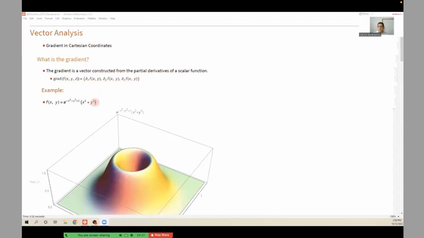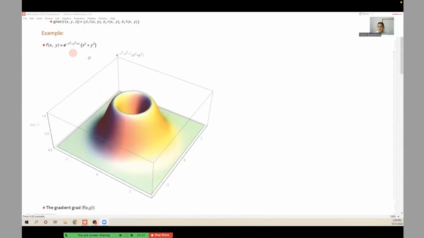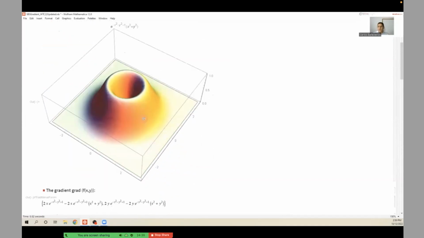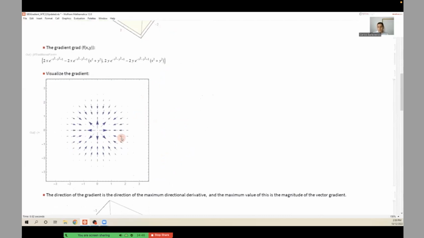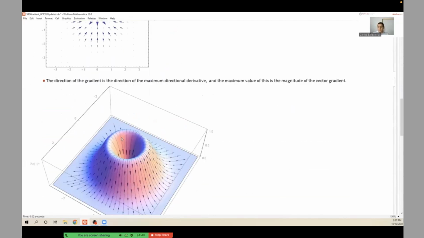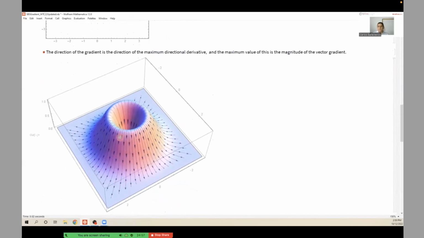Let me use this example to show how the gradient works. If we have this function here, then we can calculate the gradient and plot the vectors along the domain, and we will get this. Something useful using Mathematica is that we can project those arrows along the surface, and then we will get this function. Something interesting about the gradient is that it gives the maximum value of the directional derivative.